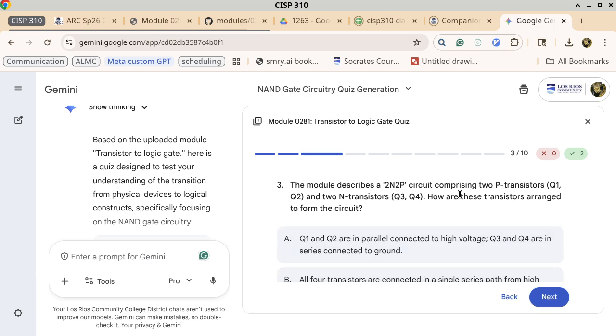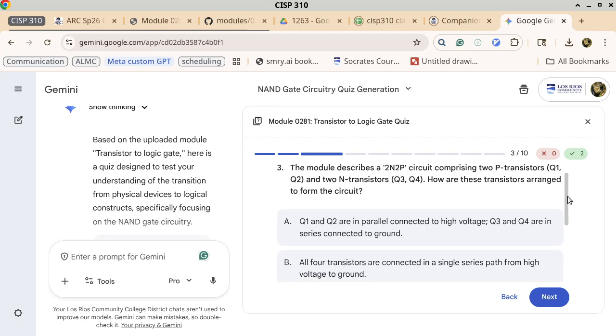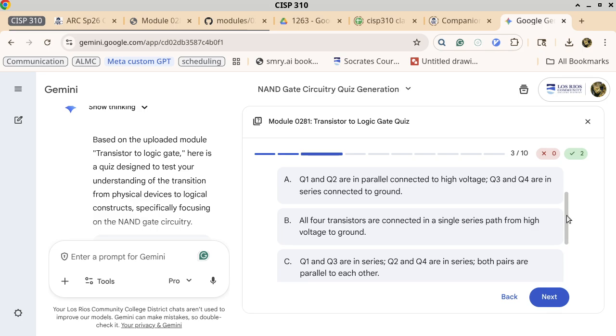All right. The module describes a T-N2P circuit comprising two P transistors Q1, Q2, and two N transistors Q3, Q4, which are exactly the way that I named the transistors on Tuesday. How are these transistors arranged to form the circuit? So it's textually describing the connection of the transistors. Q1 and Q2 are in parallel to the high voltage, Q3, Q4 in series connected to ground.